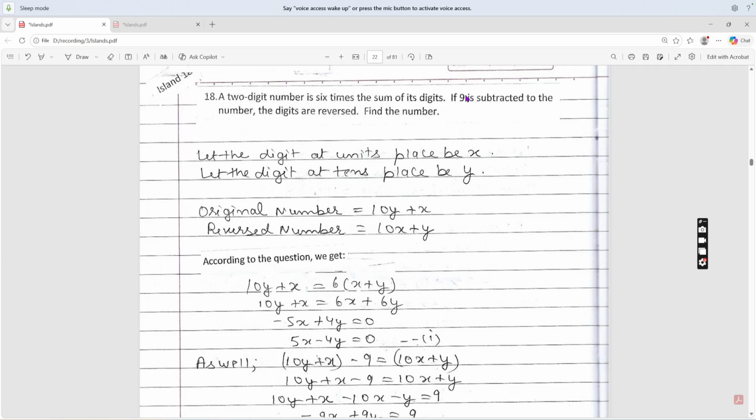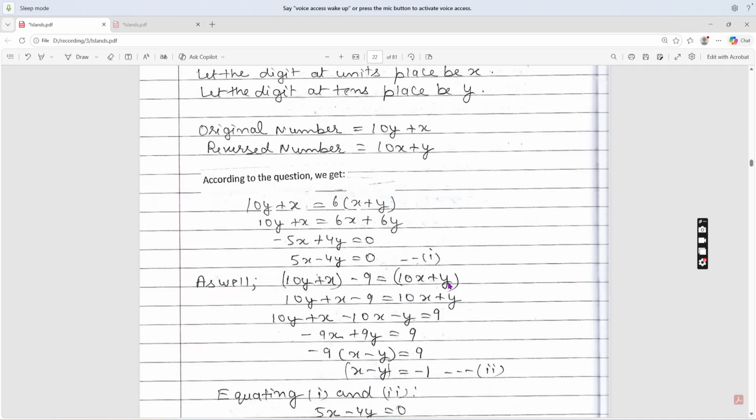Okay, the next condition is given: if 9 is subtracted from the number. If subtracted is written, so minus 9 comes after that arrangement. What is the number? The number is 10y plus x. It is written minus 9, and then the digits are reversed. Means the new number which we get after subtracting 9 from the original number will be reversed. And what is the reversed number? That is 10x plus y.